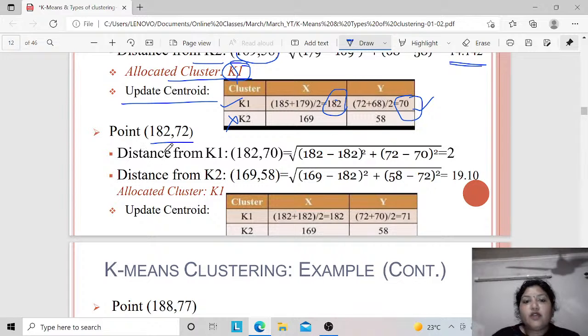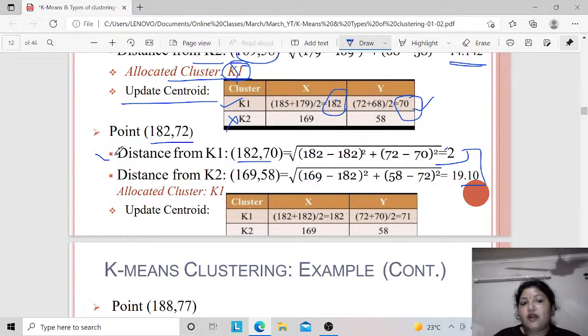So here we are going to take the next point, that is 182. Again checking the data point from both the clusters, from both the centroids. So 182 minus 182 would be 0 plus 72 minus 70 whole square, right? And then for the second also, 182 minus 169 whole square plus 58 minus 72 whole square. So you will be getting both the distances. From both the distances we can find out which would be my minimum.